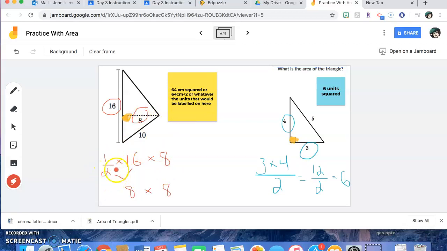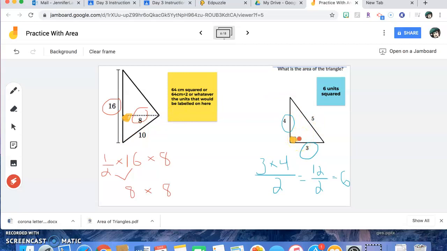So you see here I have out the work. I took half of 16, which is 8, and did 8 times 8 is 64. The 10 is irrelevant to this problem because it's not your base or it's not your height. Where I highlighted over in yellow, that's your right angle. What two lines form that right angle are the 8 and the 6. Okay?